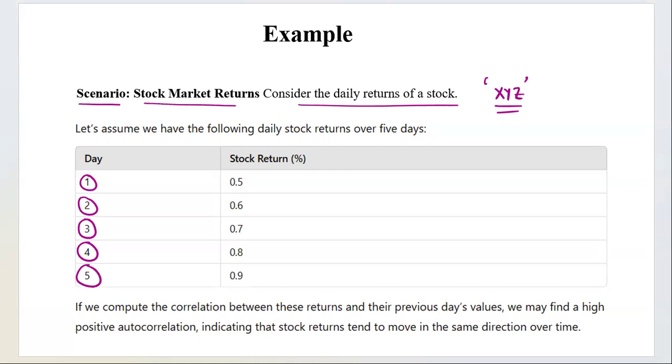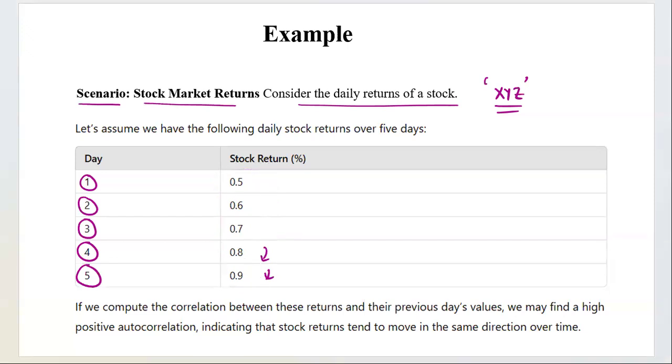And what we see here is that the stock return on the first day is 0.5. On the second day, it increases to 0.6. On the third day, it again increases to 0.7. Fourth day, it again increases. Fifth day, it again increases. So this is a specific example where in consecutive days, there is a strict increase. There is a sharp increase in the returns of the stock.